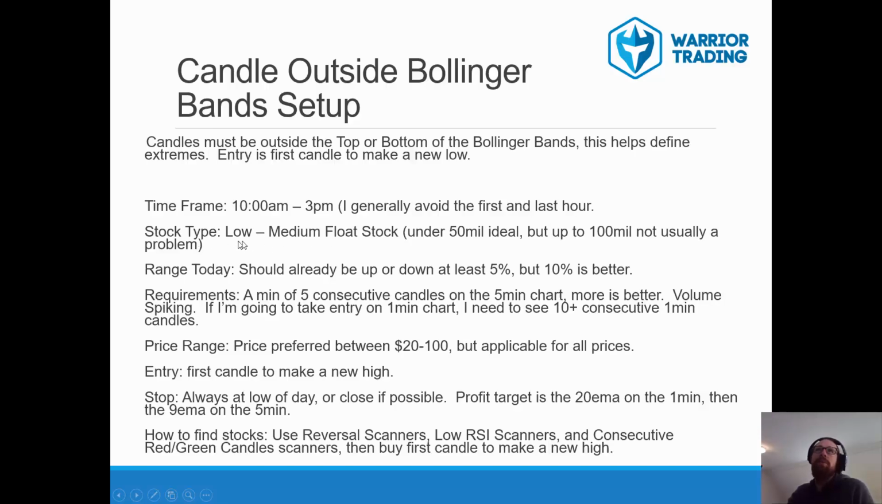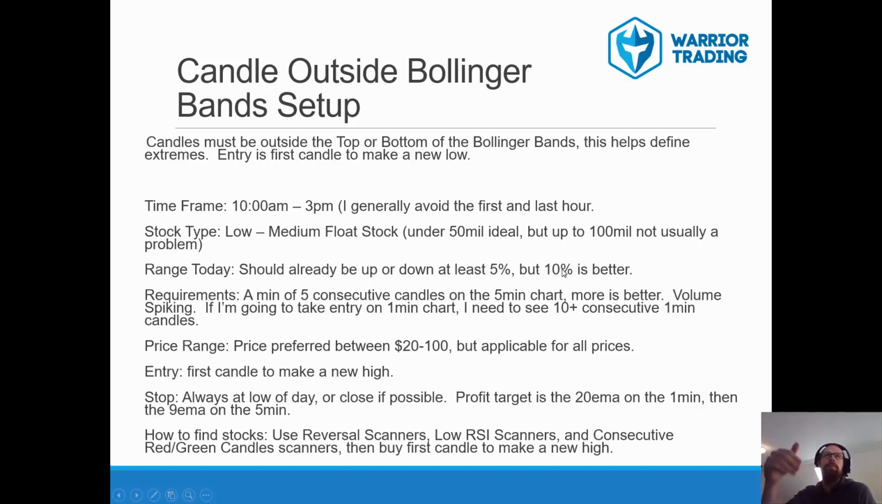Stock type, the float doesn't really matter too much with reversals. If you trade a stock with an 800 or a 900 or a billion share float, then it's typically a stock that's going to have a lower ATR. It's not going to move as much, and so the range is going to be lower. So under 100 million is probably preferred. Under 200 million is good as well. Under 50 million is fine. That's great, but we don't need to have super low float. So low to medium float is fine. The range today, ideally we should be up at least 5%, 10% is better.